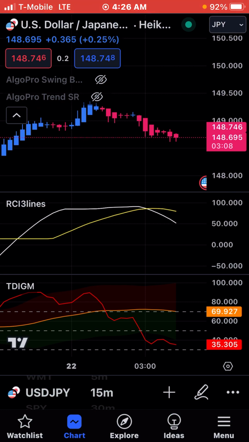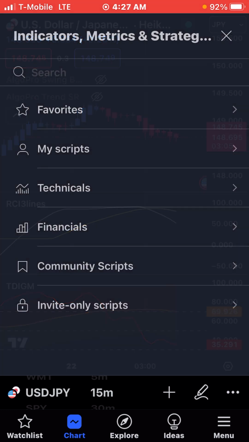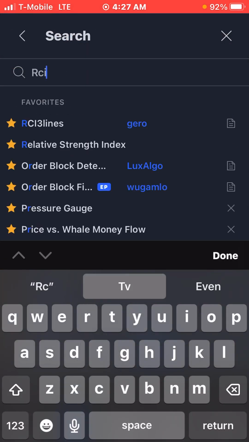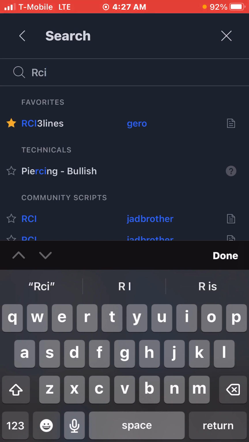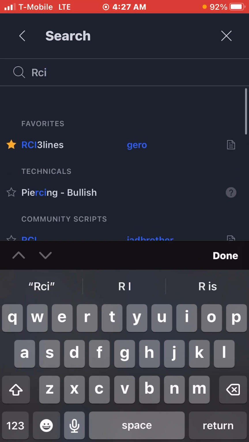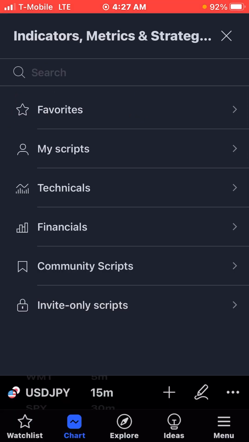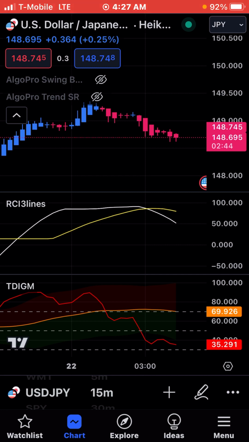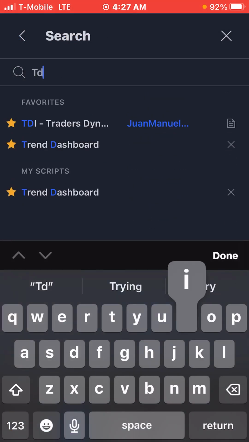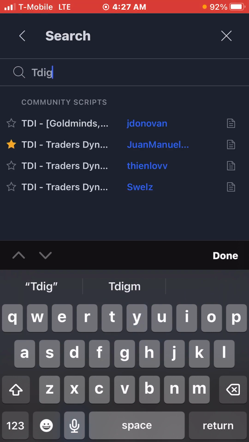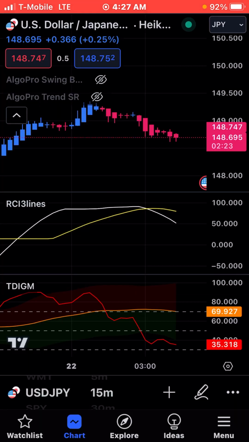This last strategy involves two indicators. You want to get your RCI, so you type in RCI 3 lines by Giro there. And then you want to get the TDI, and I made a video about this briefly recently and how to set it up, but I'll talk about it again. You want to go to TDI Traders Dynamic by Juan here. So load those up. Now I have this customized.